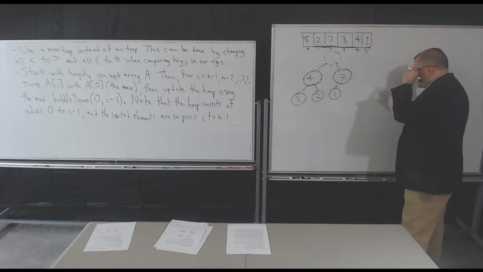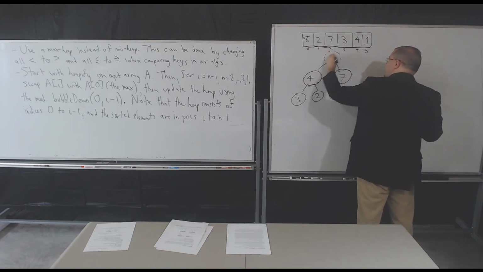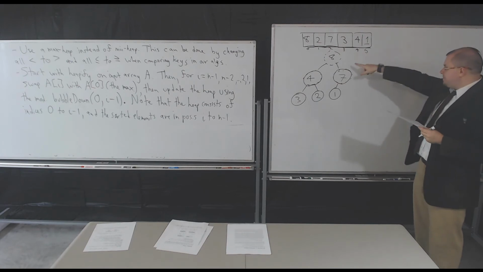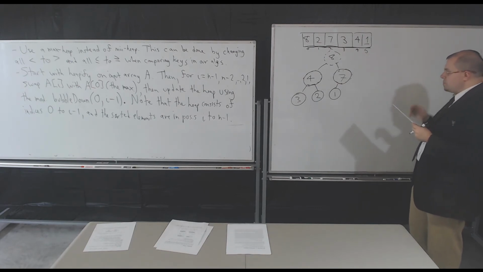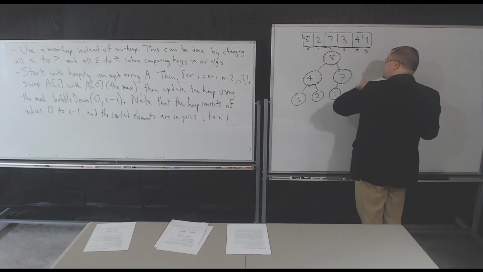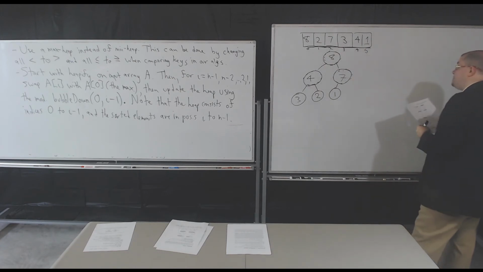And then, what happens? Now I have to consider the last element here, 8. Okay, 8. Do I have to do anything? I'll let you think. No, right? 8 is bigger than 4 and 7, so we're done. So I built my max heap. So this is indeed a maximum heap.